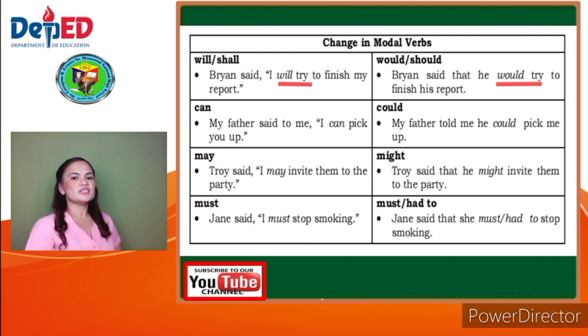Can. My father said to me, "I can pick you up." So, can would be transposed to could. My father told me he could pick me up. May. Troy said, "I may invite them to the party." May becomes might. Troy said that he might invite them to the party.